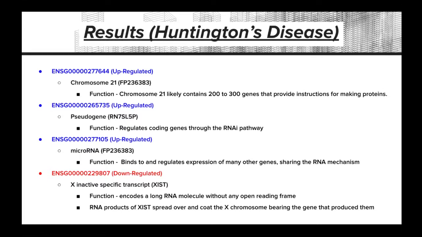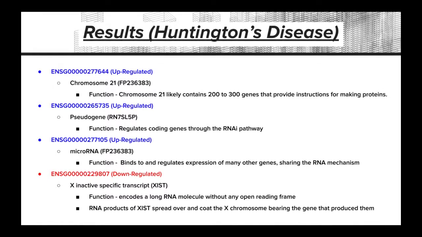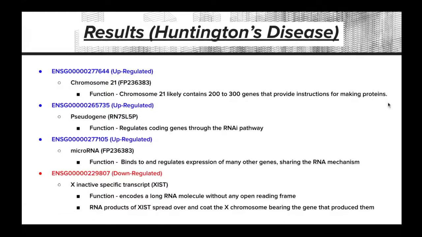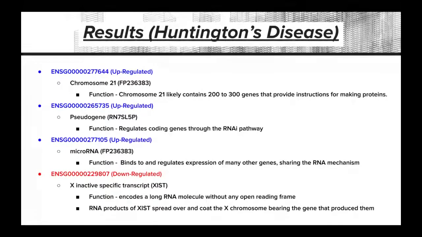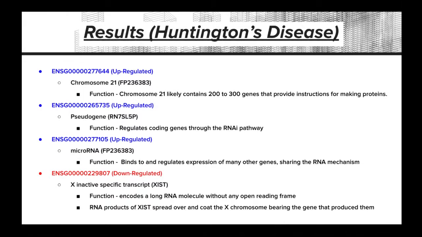For example, chromosome 21 likely contains 200 to 300 genes that provide instructions to proteins. Pseudogene function regulates coding genes through the RNAi pathway. MicroRNA binds to and regulates expression of many other genes, sharing the RNA mechanism. X inactive specific transcript, or XIST, encodes a long RNA molecule without any open reading frame. RNA products of XIST spread over and coat the X chromosome bearing the gene that produces them.